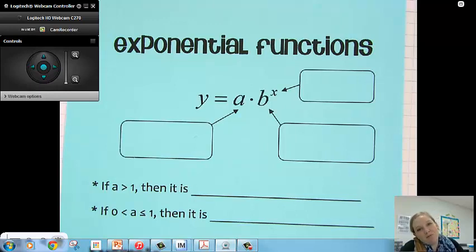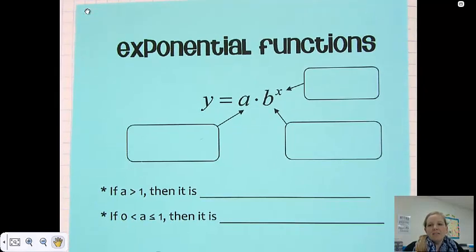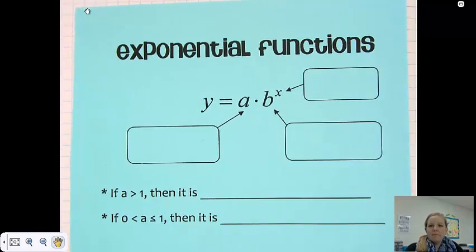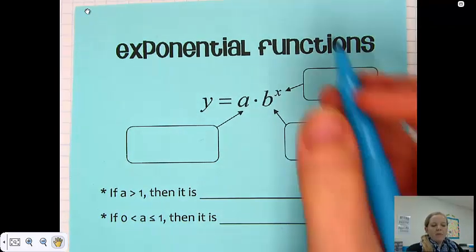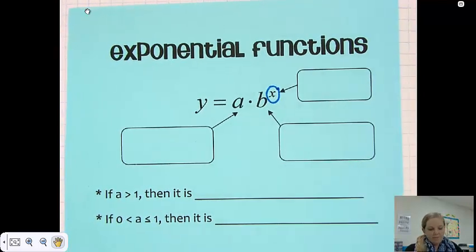We've talked about these briefly when we were categorizing functions into linear, quadratic, and exponential. So today we're going to talk about the parts of an exponential function and how to determine whether or not an exponential function shows growth or decay. Alright, so we always have three parts to an exponential function, a times b to the x. And we know it's exponential because our x is in the exponent.